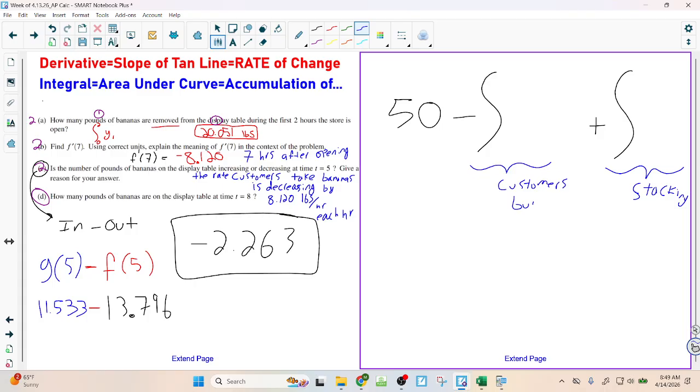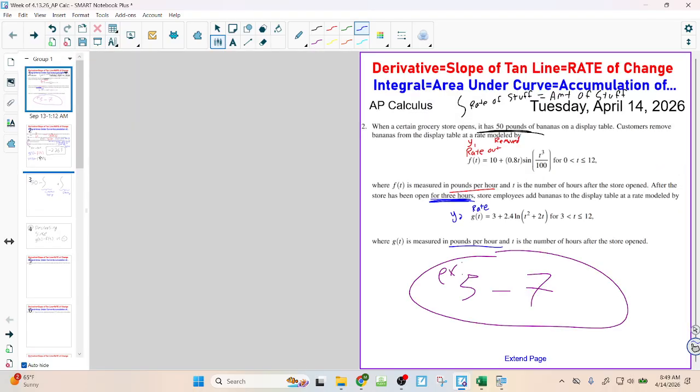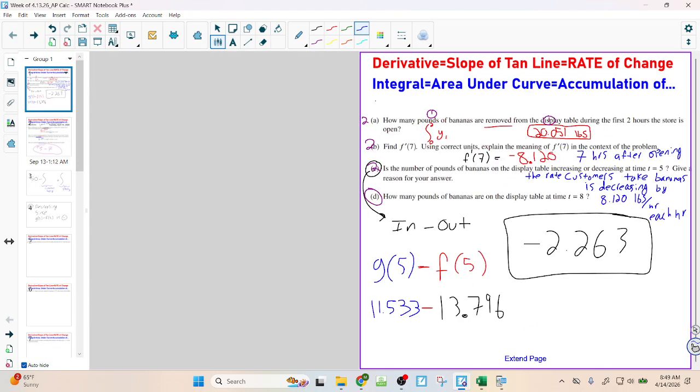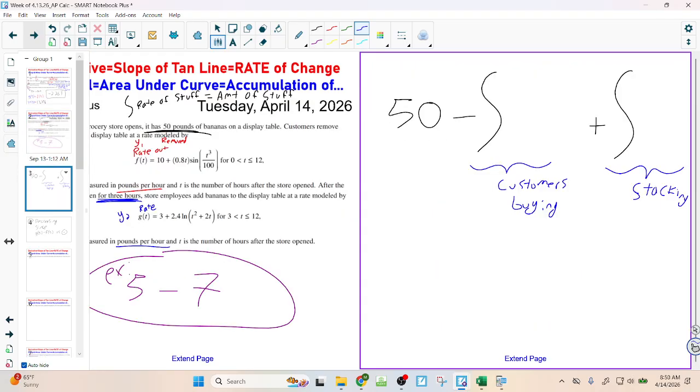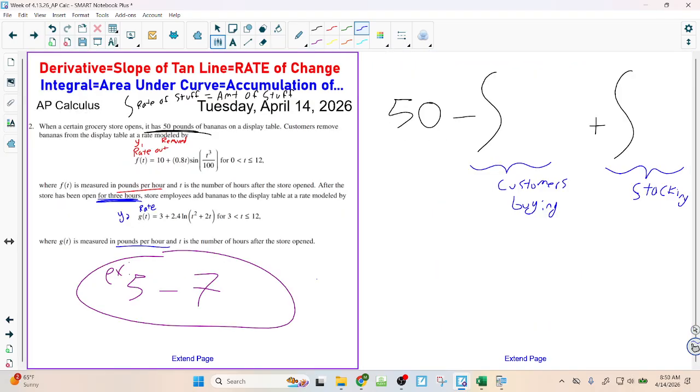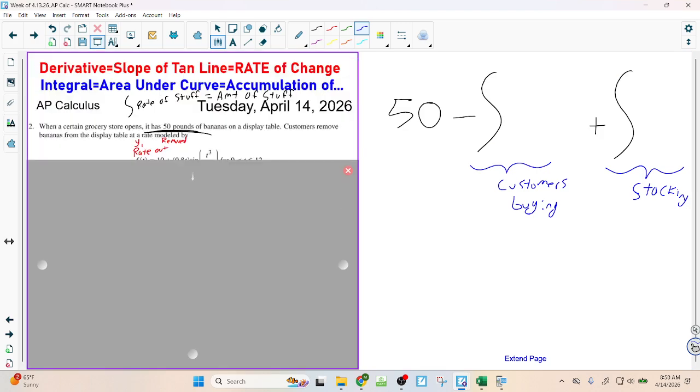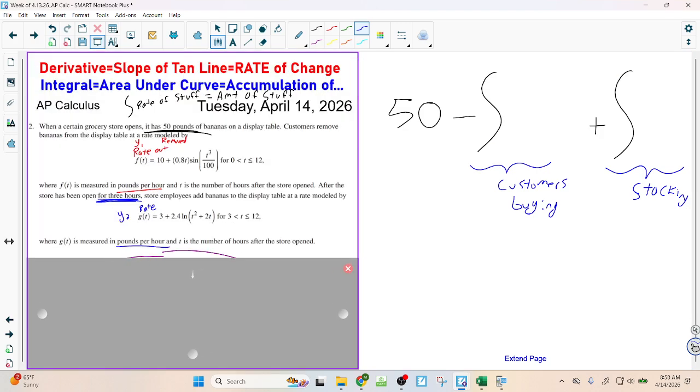You don't need to write this, but if you want, it sometimes can help. Customers are buying them, they're going away. People are stocking it, they're coming in, right? So let's figure this out. I'm going to try to move this so that it's here so I can see what's going on. I think I got it. Let's see. Good. Okay. And I'm a little overwhelmed by all this information, so I'm just going to go like this. Make it a little bit better, I guess.